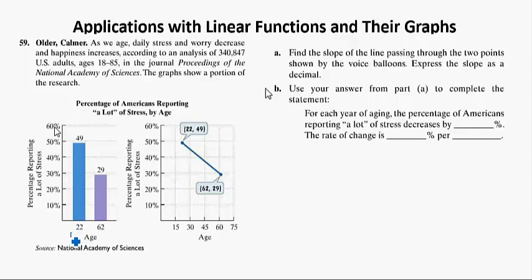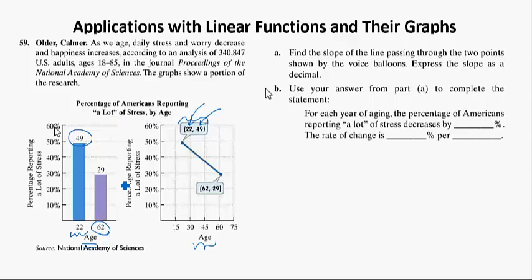So the graph shows that at age 22, your percentage of Americans reporting a lot of stress is 49%. And you can see they put that same information into a line graph over here by creating an ordered pair where your x value, or your input value in your function, goes on the x-axis, and this is your age, and your y value, your output value, goes on the y-axis, giving us the ordered pair 22 and 49. So at the age of 22, 49% of Americans reported a lot of stress.